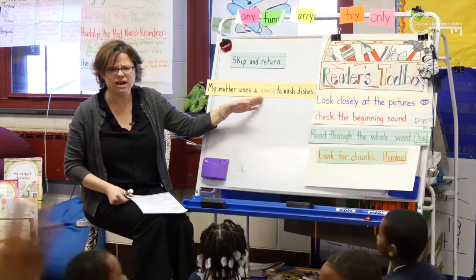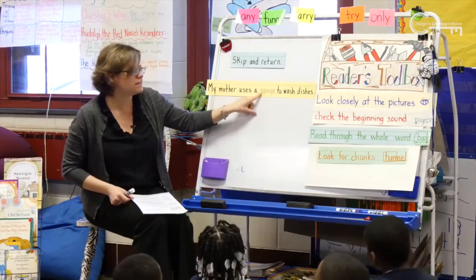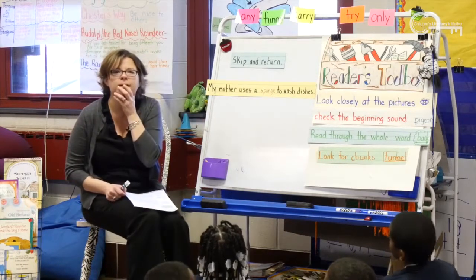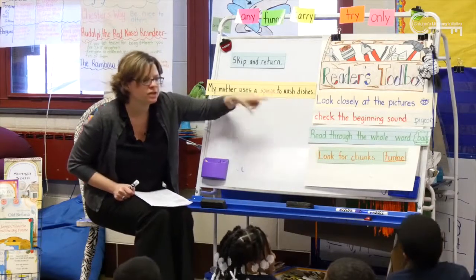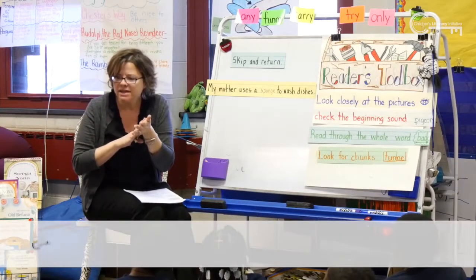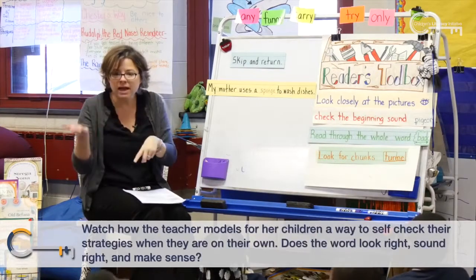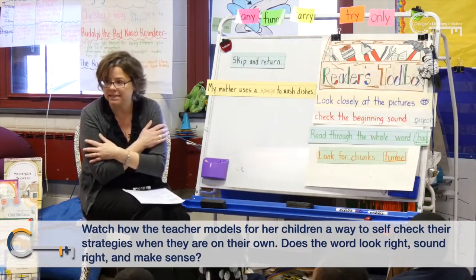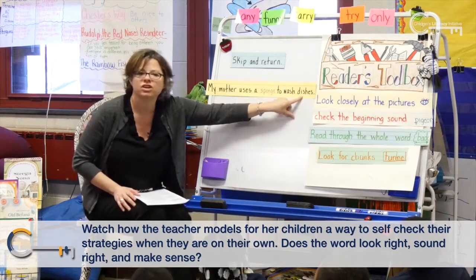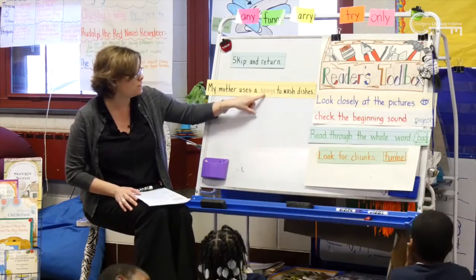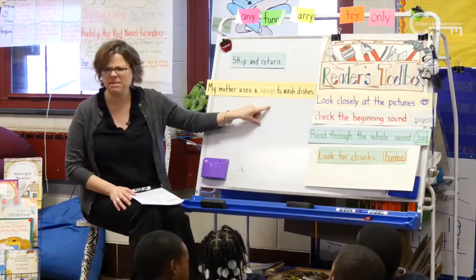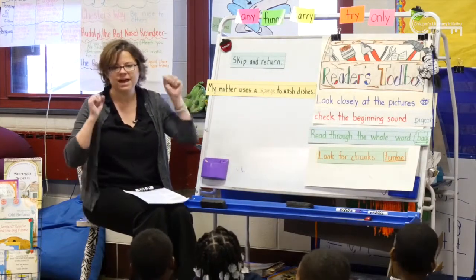That doesn't really sound right. A soap doesn't sound right, but the s was correct. S. But this is sp. What else does my mom use? Let me think about it. To wash dishes, soap. Oh, sometimes she uses a sponge. Let me see if that looks right, sounds right, and makes sense. My mother uses a sponge to wash dishes. Does that sound right? Yes, a sponge. Does it look right? Yes. Sponge, sponge. And does it make sense? Yes, it does. I did it.